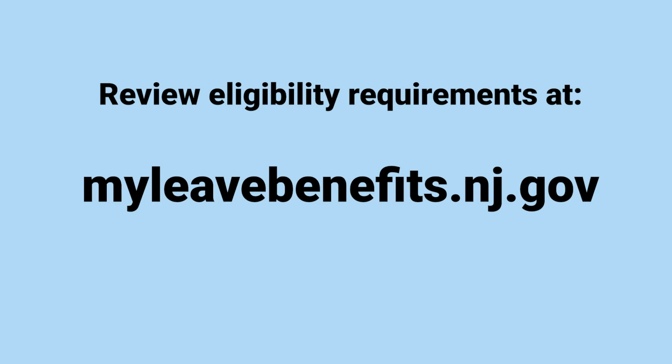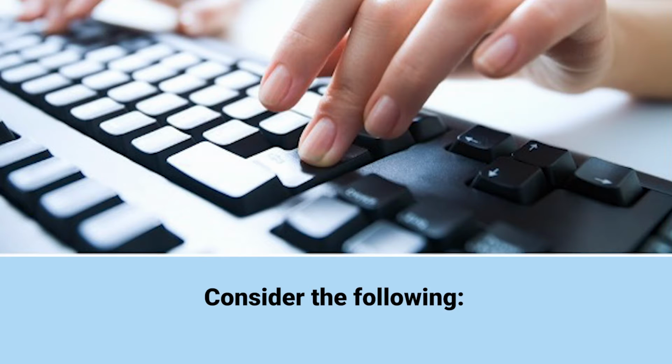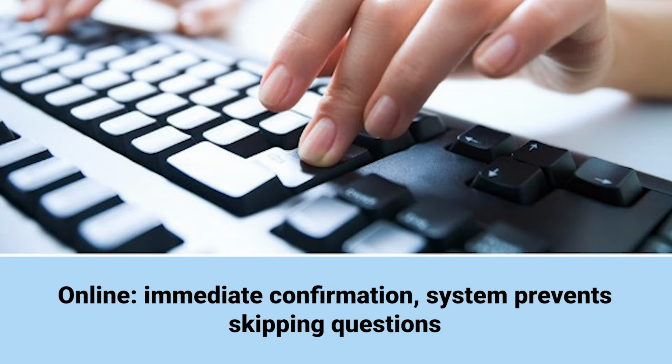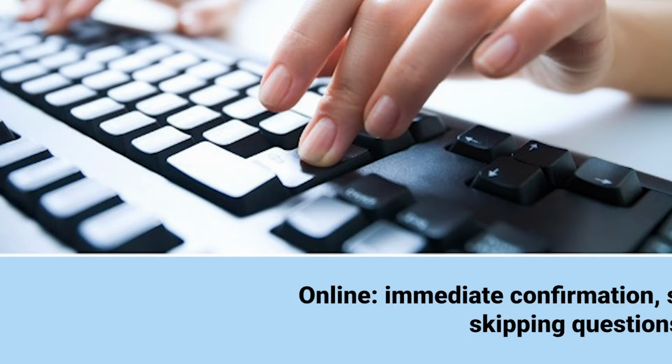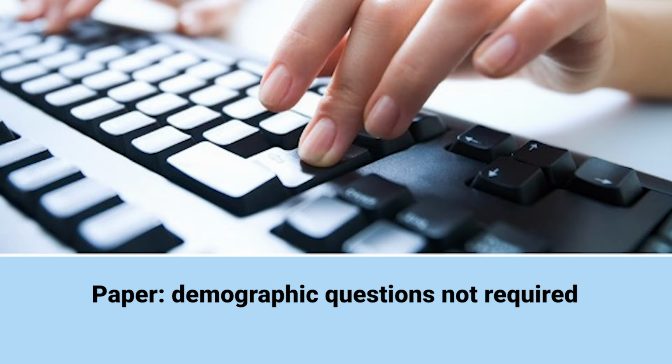Before applying, review the eligibility requirements at myleavebenefits.nj.gov. You can apply online or by paper. When deciding which works best for you, consider the following. When applying online, you'll get immediate confirmation that we received it and our system prevents you from accidentally skipping questions. The online application works best with Google Chrome, Microsoft Edge, or Mozilla Firefox browsers. We don't recommend using your phone. When you apply by paper, you are not required to provide demographic information like race, gender, and ethnicity. In the online application, there are limited options for this information.